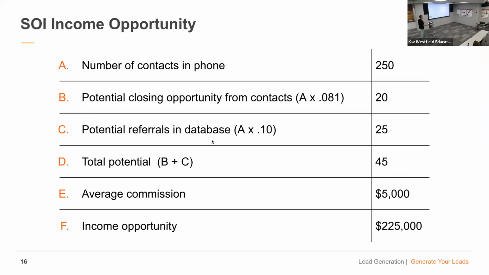Okay, if you have 250 contacts in your phone, the potential closing opportunity from those contacts is around 20, based on averages from a database standpoint across the board. You could get an additional 5 referrals on top of the 20 closings just from the contacts in your database. So another 25 total potential closings from 250 contacts.